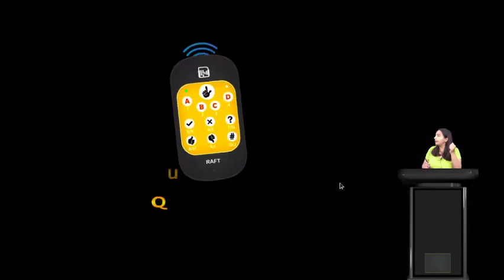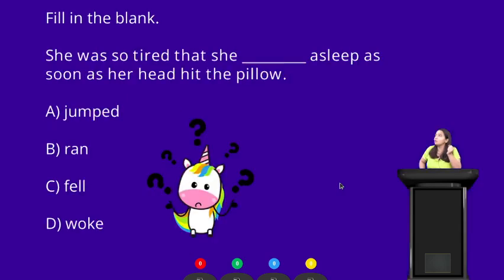Alright students, one more question is there. Fill in the blanks. She was so tired that she dashed asleep as soon as her head hit the pillow. So, what would be your answer among these four to fill the blank? Your options are jumped, ran, fell, woke. What would be your answer? Your time starts now.